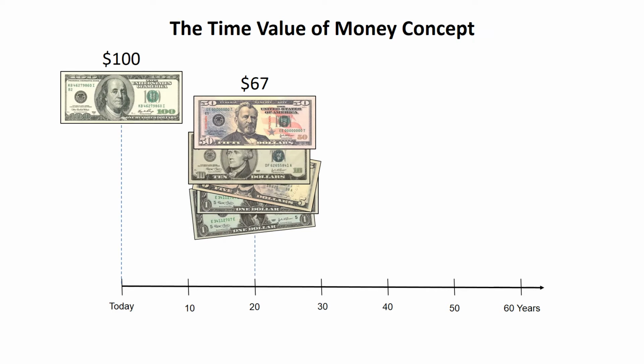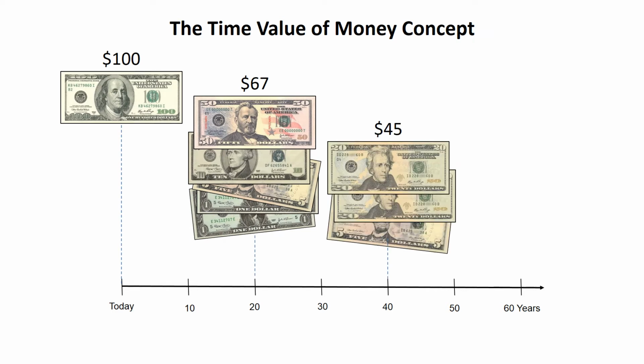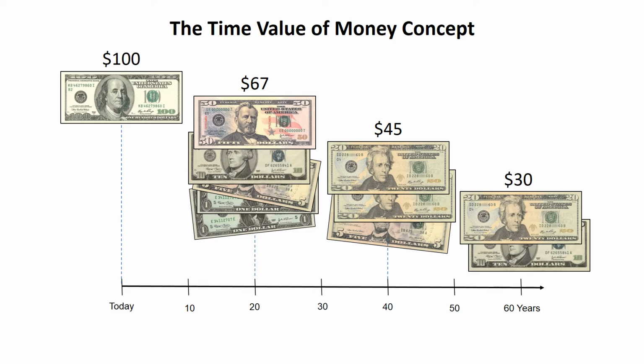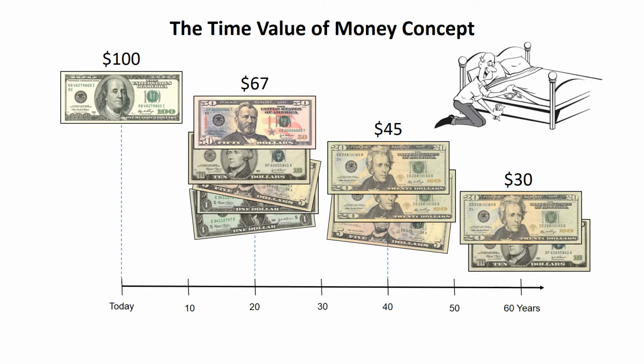Everybody understands that money loses value over time. This is why we invest it, or keep it in interest-bearing accounts rather than tucking it under our mattress. If we add some numbers to this concept by assuming that money loses 2% of its value each year, then $100 stuck under a mattress would be worth only $67 after 20 years, and $30 40 years later.